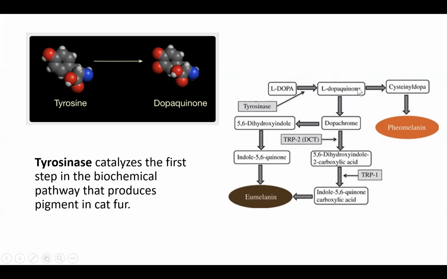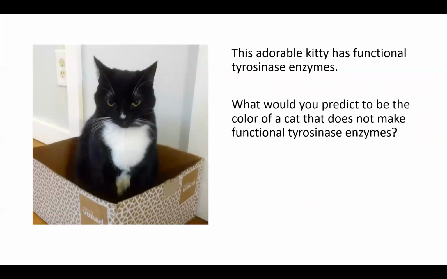That's how that's said. And then from there, I can produce these different molecules leading to pheomelanin, which is the orange-yellow pigment in cats, or lead it through these two processes. There's two different pathways to eumelanin, which is the brown-black pigment in cats. Here's an example of a cat that has a functional tyrosinase enzyme. That's my kitty, little Callie.